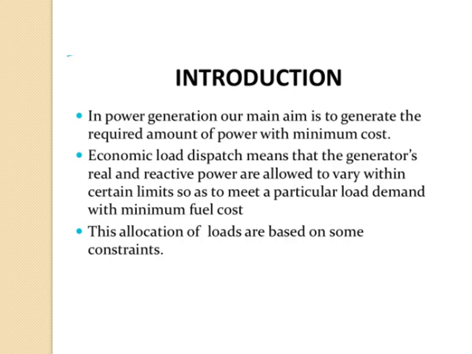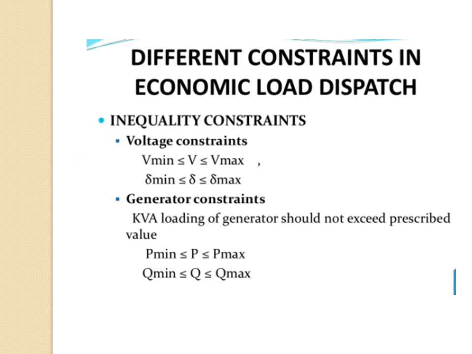What is meant by constraint? In a power station, our main aim is to generate the required amount of power at minimum cost. Economic load dispatch means that generator real and reactive powers are allowed to vary within certain limits, so we meet the practical load demand with minimum fuel cost. This allocation of load is based on some constraints. Different types of constraints are used in economic load dispatch.